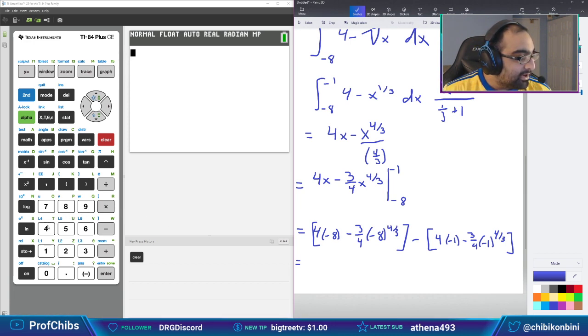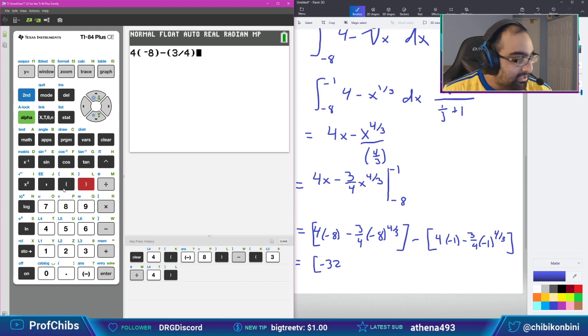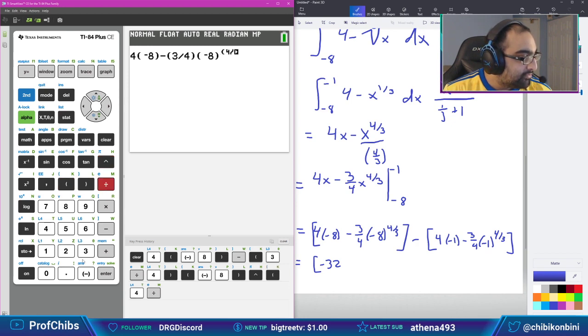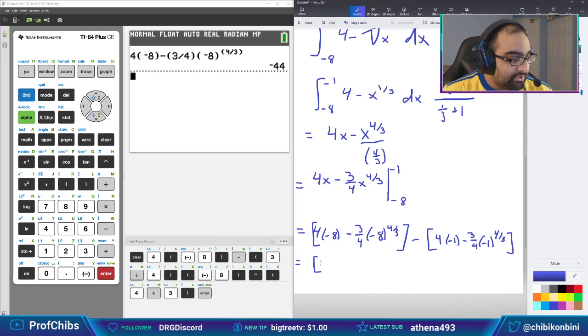So we have here, of course, 4 times -8. That's pretty easy. That's -32. But if you want to do it all out, which is fine, you could do 4 times -8 minus, and in parentheses here, 3/4. And then you put -8 in parentheses, and then hit the caret key, and then in parentheses here, put 4/3. So you'll have to be a little careful about putting the parentheses in the correct places in your calculator. But if you do that here properly, then actually this whole thing will be -44.